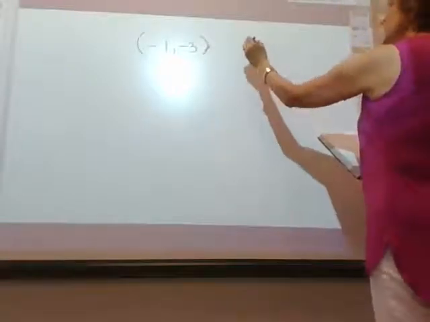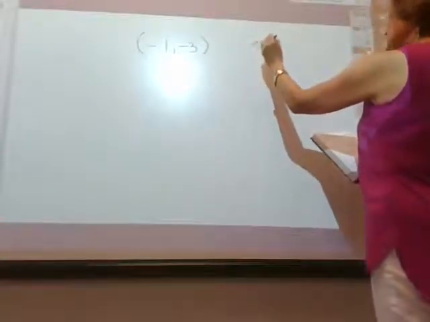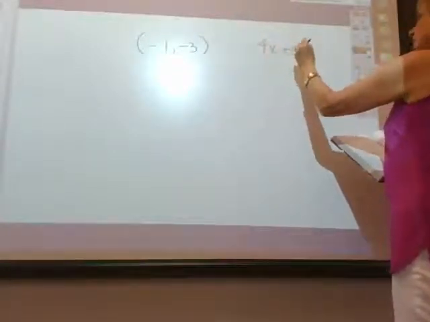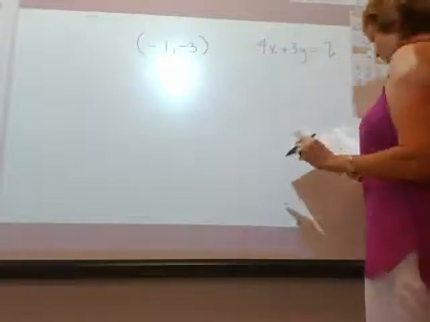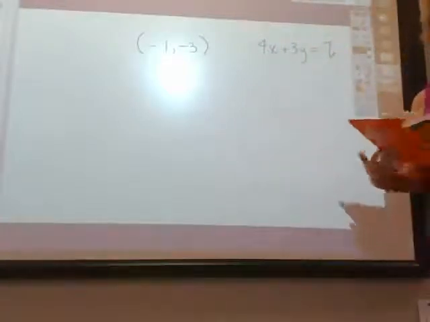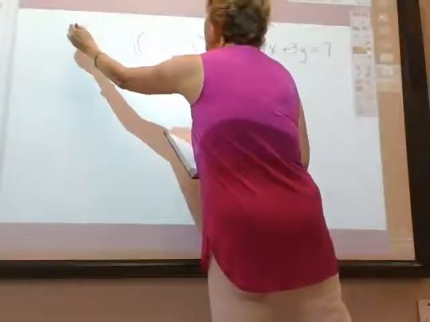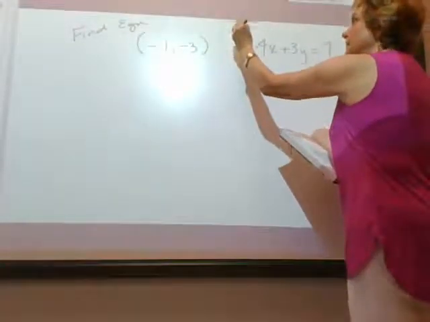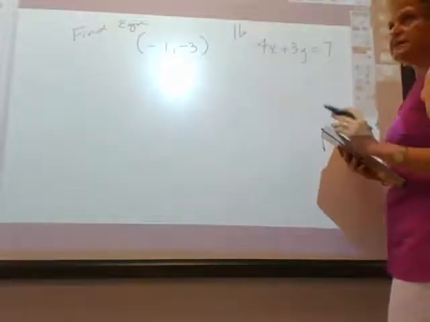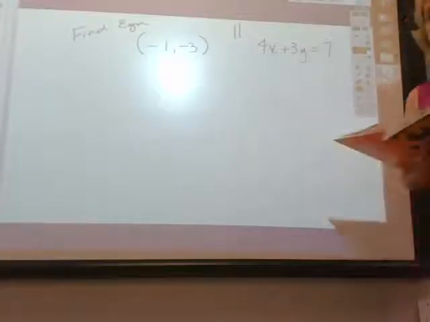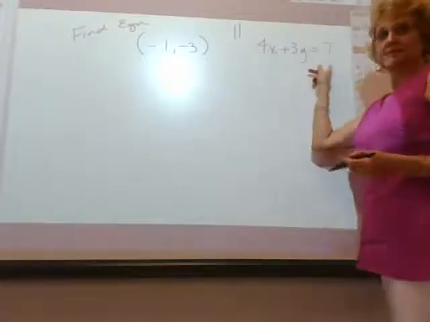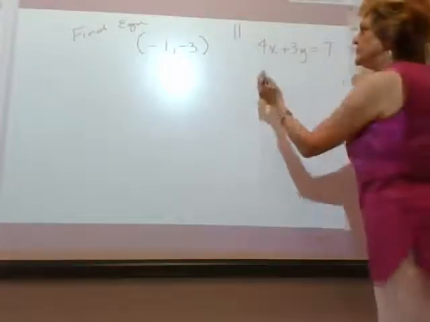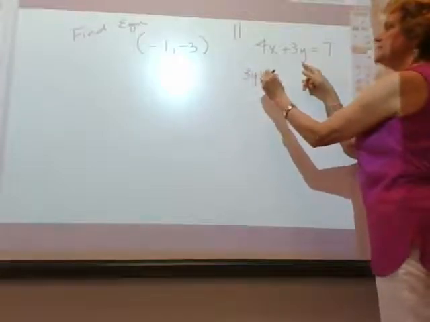All right, so for the first example, they give me a point, and then they give me an equation of a line. This one happens to be almost standard form. But what they want me to do is find the equation that goes through this point and is parallel, remember the symbol for parallel, to this. So that means it has the same slope as this. Well, this is not in slope-intercept form, but I can make it in slope-intercept form. So let me do that. Let me solve for y.